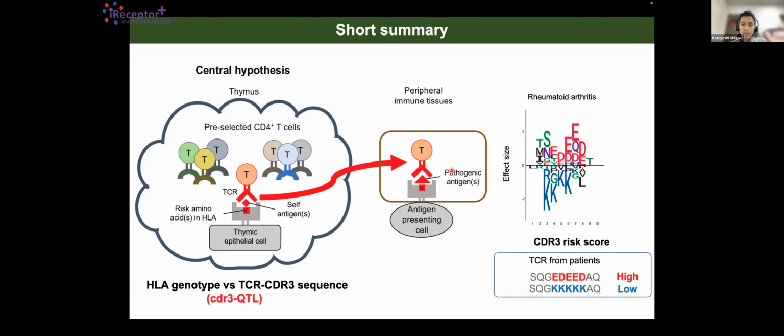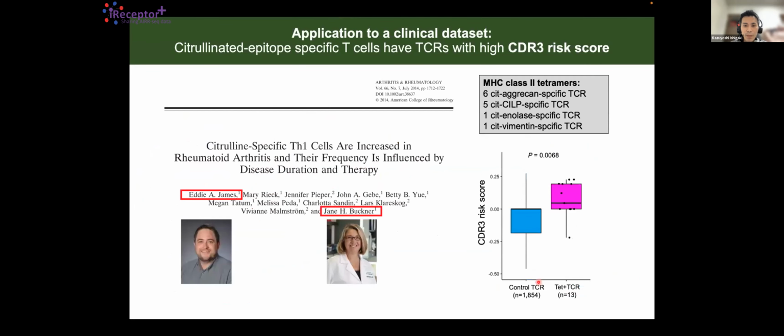So if those CDR3 TCR T cells which have this type of TCR are really pathogenic to RA, then in the RA clinical sample, the T cells which are specific to pathogenic epitopes in RA patients should have a higher CDR3 risk score. So we tested that using the clinical sample.